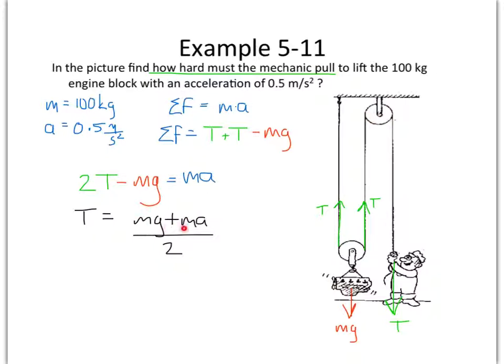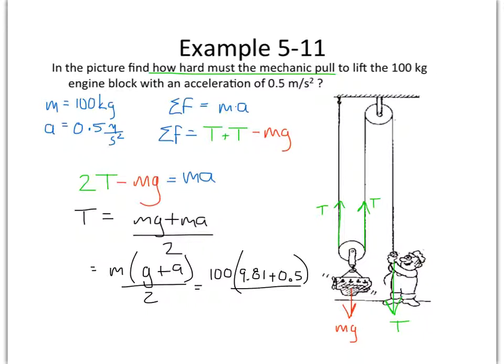I'm going to make this numerator a little simpler by factoring out the m. So T is going to equal m on the outside times g plus the acceleration, all divided by 2. That's 100 kilograms times 9.81 plus 0.5, the acceleration of gravity plus the acceleration of the engine, all divided by 2. That's our tension in the string, how hard the mechanic has to pull in order to get the engine to accelerate upwards.